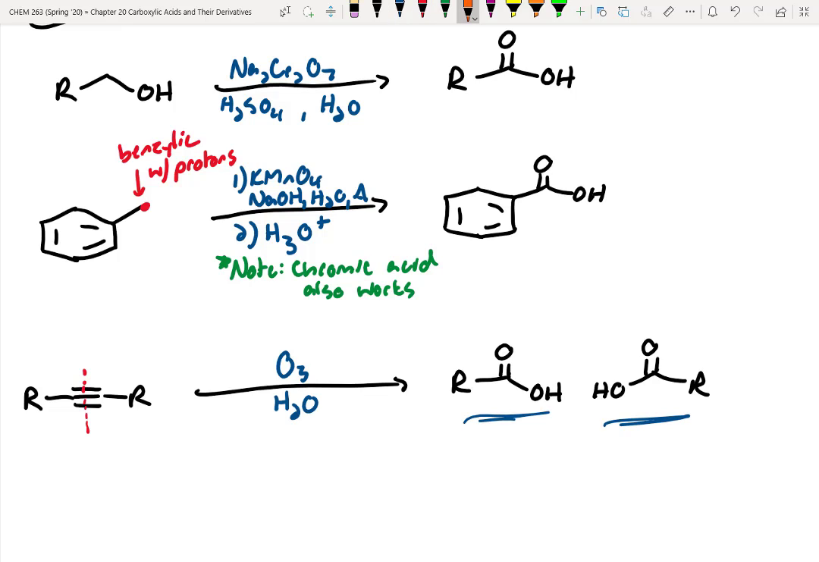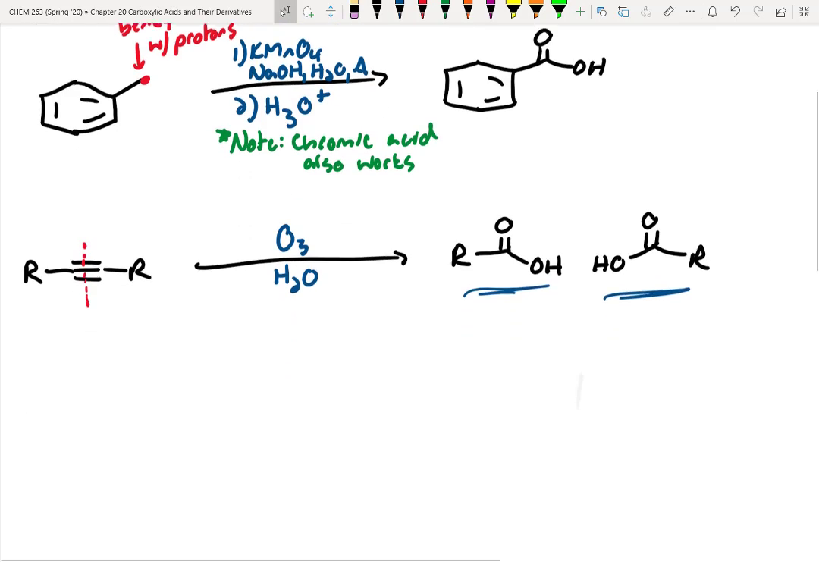If you have a proton here, meaning a hydrogen in this spot, the second part that you'll get would be CO2. However, if you've got an internal alkyne, you'll actually get 2 different carboxylic acids. All right, so that's an important one to remember for review. Let's take a look at one more.